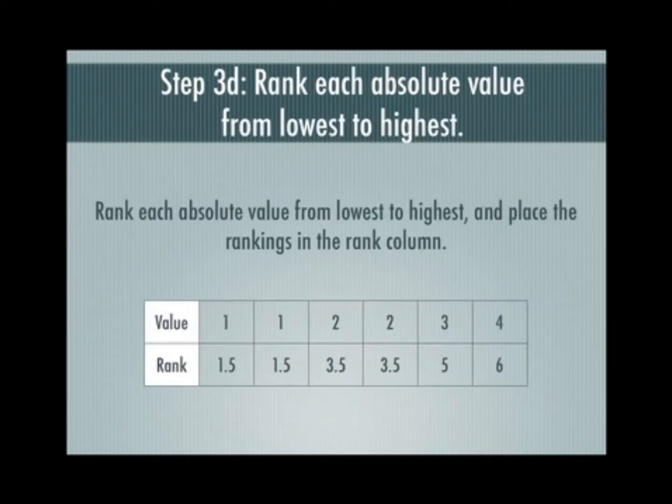For section 3D, we will need to rank each absolute value from lowest to highest and then place the rankings in the rank column. As a note, if there are absolute values that are equal in your list, you must use their ranking and add 0.5 to the value. For example, in this data set, our ranked absolute values are 1, 1, 2, 2, 3, and 4. Since two sets of these numbers are equal to one another, our rankings will read 1.5, 1.5, 3.5, 3.5, 5, and 6. Now that we have completed these rankings, we can put this information in our rank column.